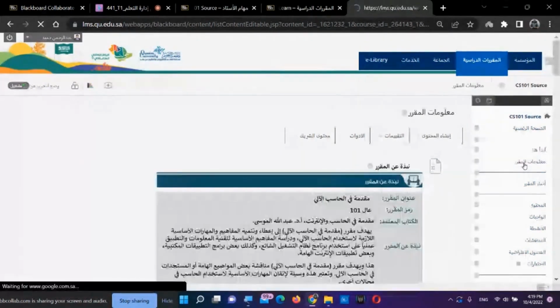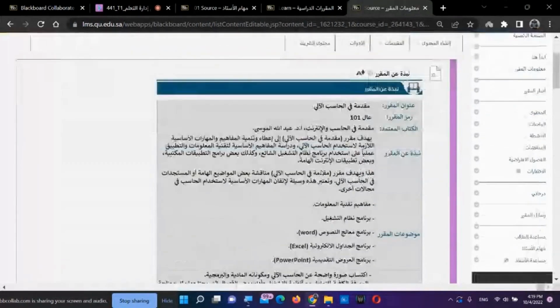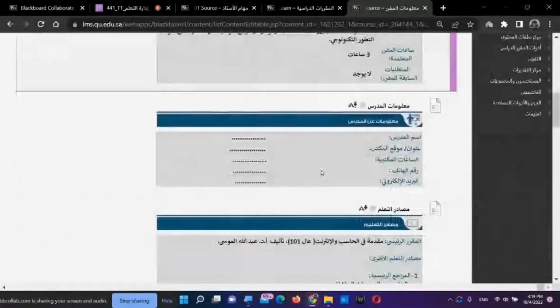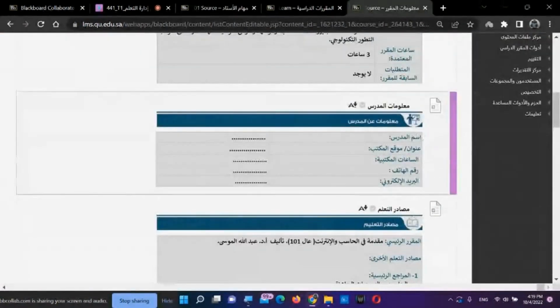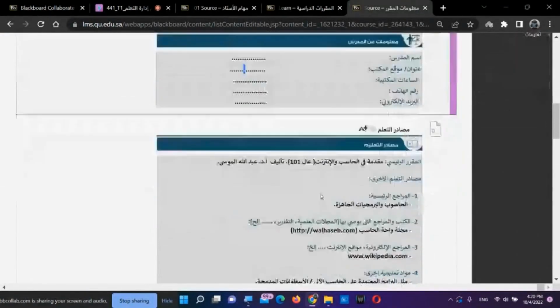Course information is for whom? For the student. I'm introducing the student to the teacher's name, the references, and what the calendar is. I announce to the student what they will cover in the first week, the second week, and the third week. The teacher is preparing a calendar here.